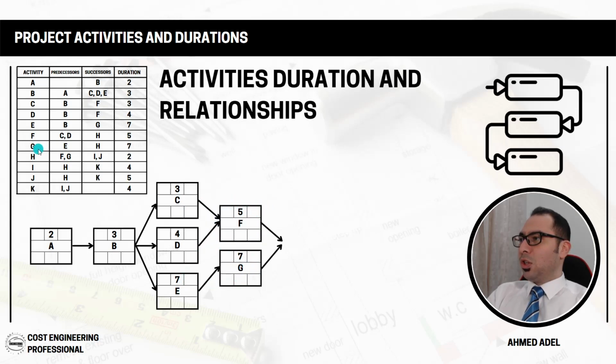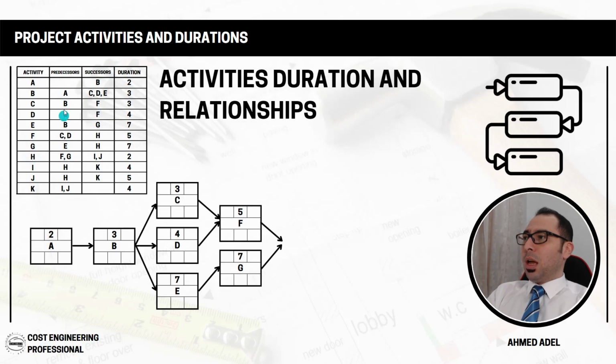And for activity G, the predecessor is E. And again, we'll put the duration. For F, we have 5 days, and for G, we have 7 days. So this is what we have done so far. Now, after F, actually here F and G, so after that we have activity H.